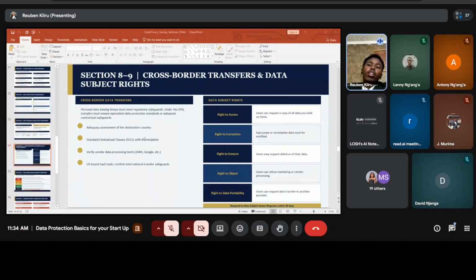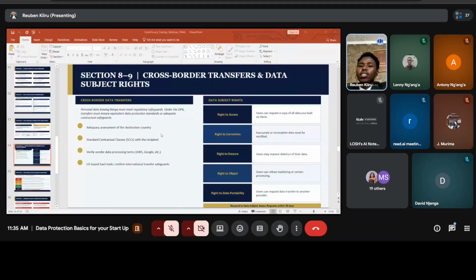Now, there are various aspects of the act that are important for you to note. You need to ensure that you have defined contractual clauses with the recipient. You need to verify the data processing terms of vendors like AWS and Google, ensure you assess even the countries, and even ensure that there are international transfer safeguards. And while you're doing this, ensure that you are aligned to the rights of the data subjects. Now, the rights of the data subjects are very simple. You have the right to access, right to correction, right to erasure, right to object, and right to data portability.